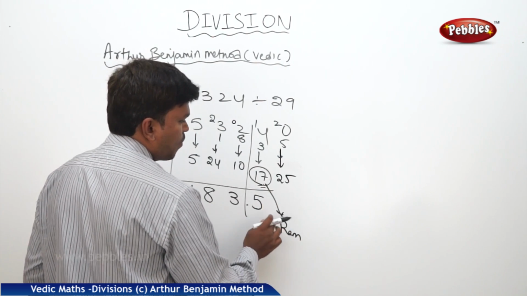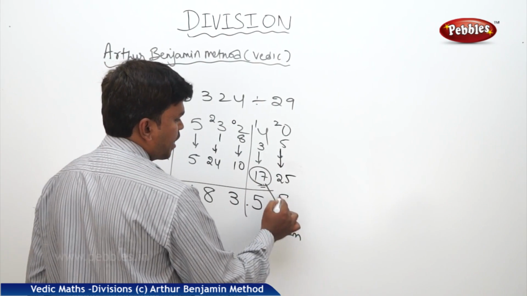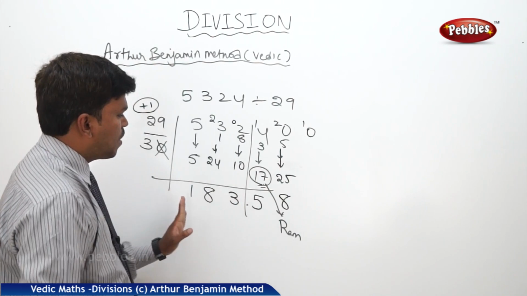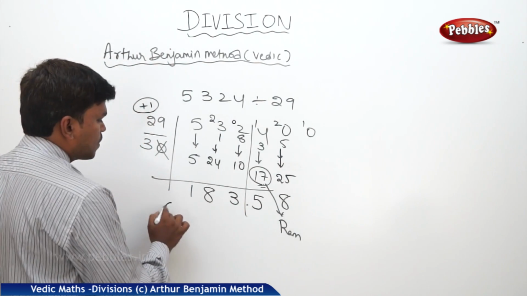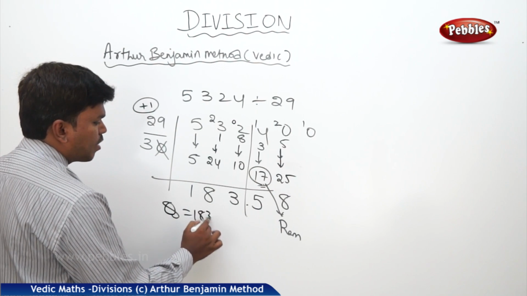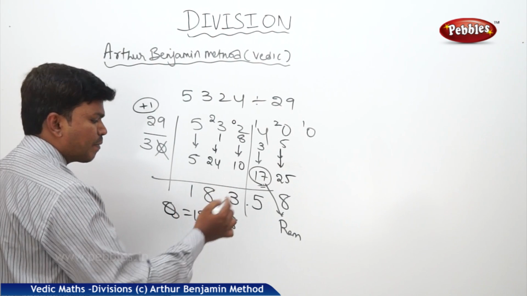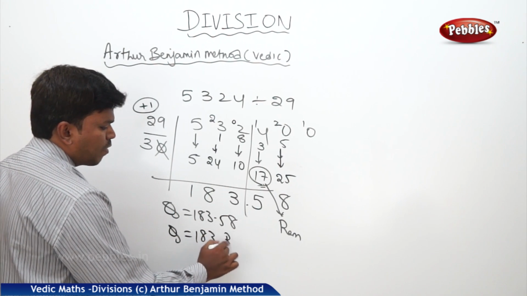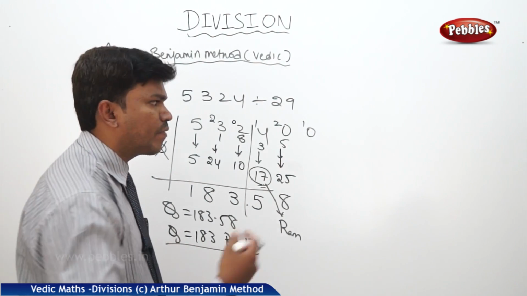Now 25, how many times does it go in 8? 3. 3 8s are 24. Remainder 1. Anyhow, so 183.58. This is my answer. Simply you can write directly 183.58. Or if you want to write in quotient remainder form, the quotient will be 183 and the remainder will be 17. We'll take one more example.